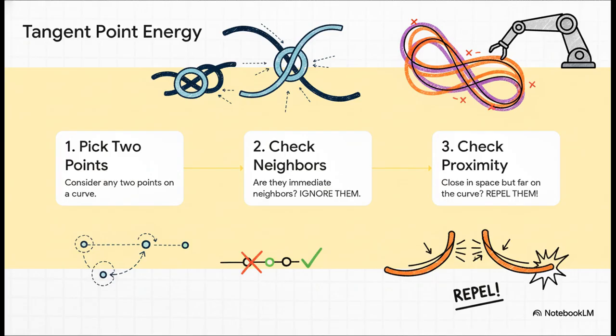Imagine two parts of a winding road. If you're driving along it, they're miles apart, but one is on an overpass directly above the other. That's where this algorithm focuses. It ignores the car directly in front of you, but it applies a massive repulsive force between those two points that are spatially close but far apart along the path. This is what lets it focus the computer's attention only on the spots that are about to self-intersect.